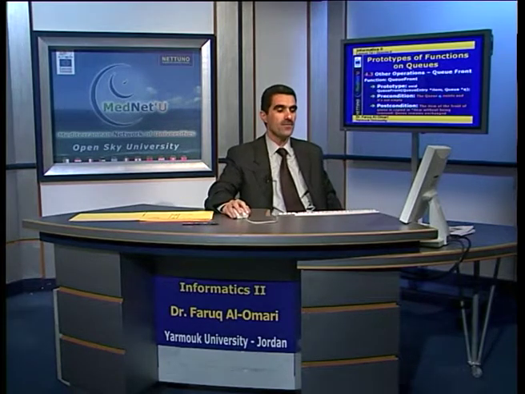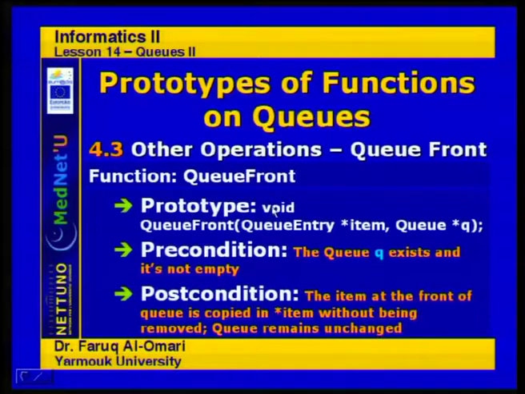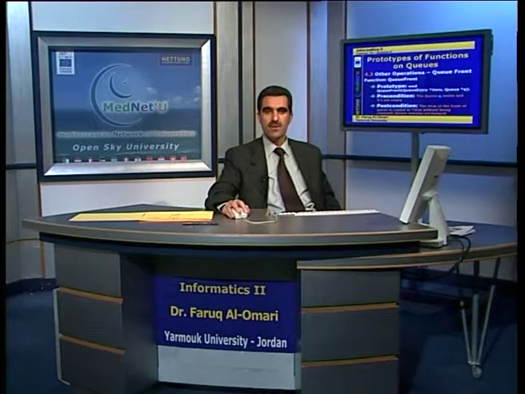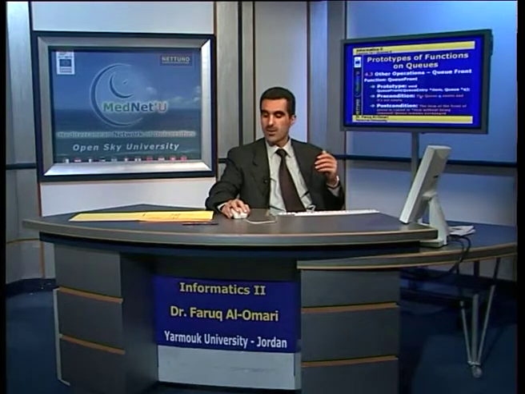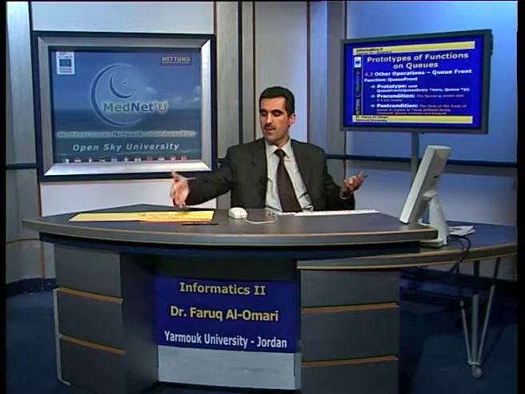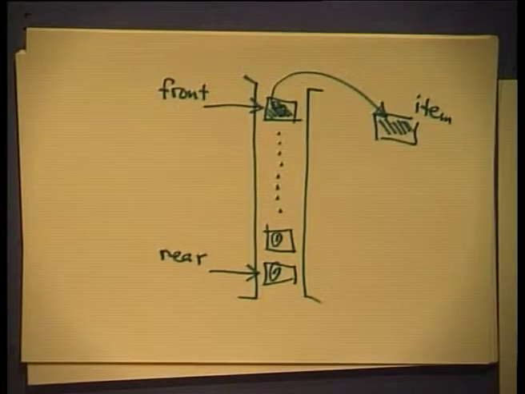The return value of this function is of type void, because that's not what I want actually, that's not my focus. My focus is on this item, okay? Because this item is going to be now filled with the data from the queue. The precondition for this is that the queue, named queue, already exists and it's not empty. That's why before we call this function, we have to run the queue empty function to make sure that our queue is not empty. Otherwise, we're attempting to copy from nothing, from an empty queue, and in that case, I have an underflow.